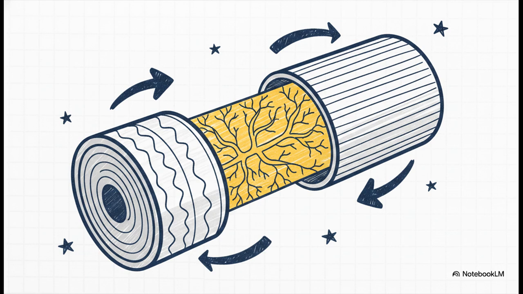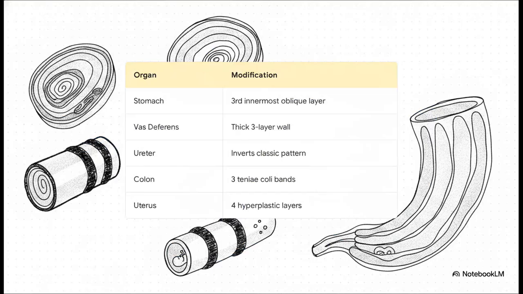But let's see how different systems hack this setup. The adaptability here is just absolutely wild. The stomach needs to aggressively churn food, right? So it adds a third innermost oblique muscle layer. The vas deferens needs rapid, high-pressure propulsion, so it rocks a super thick 3-layered wall. The ureter actually completely inverts the classic pattern. The colon condenses its outer layer into 3 distinct bands called taeniae coli. And the uterus? It completely rewrites the script with 4 highly vascularized, hyperplastic layers that can grow massively during pregnancy.